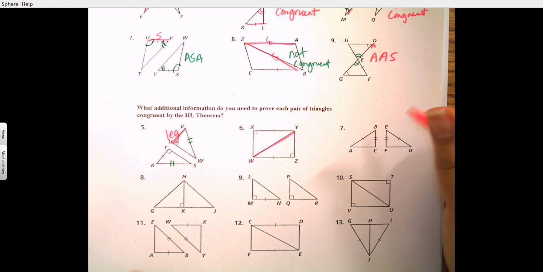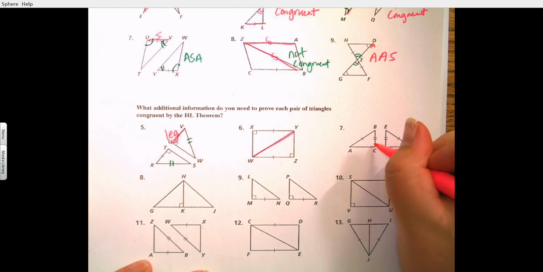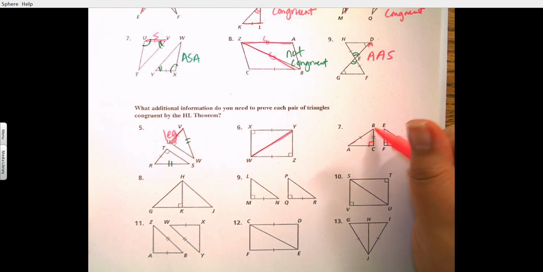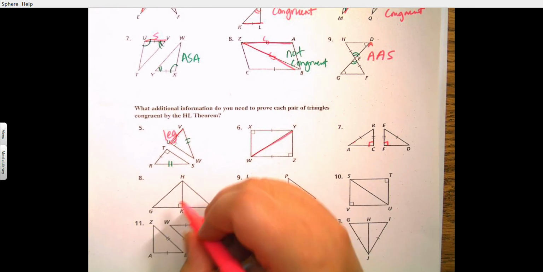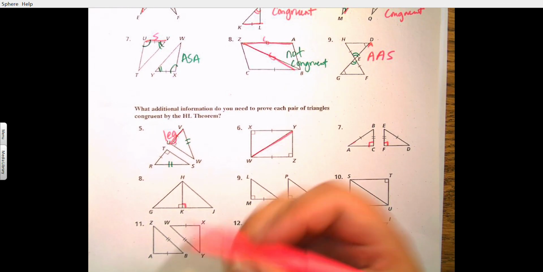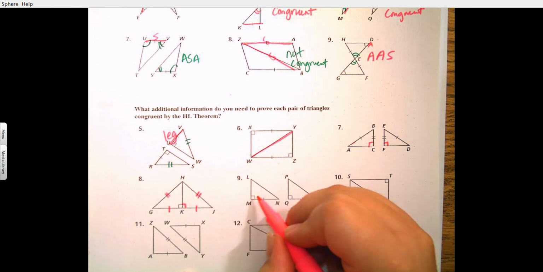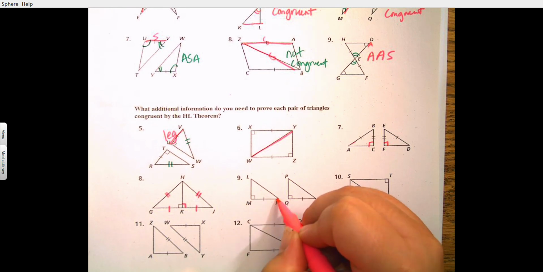So that one's good. This one, I need a right angle. Oh, I don't have one. So I add my right angle. I have my hypotenuse and I have my leg. Here I have a right angle. Okay. And I have nothing else. So I need my hypotenuse the same. And I need my leg the same. Here I have my right angle. I have my leg. I need my hypotenuse.